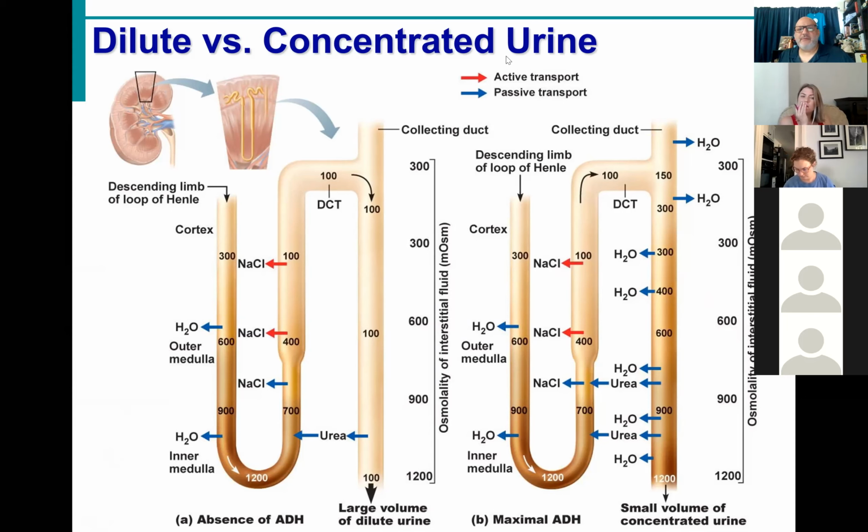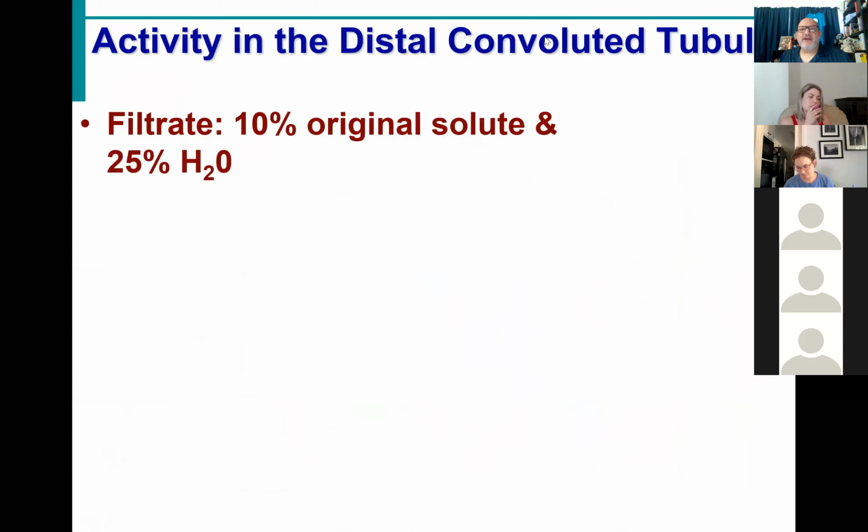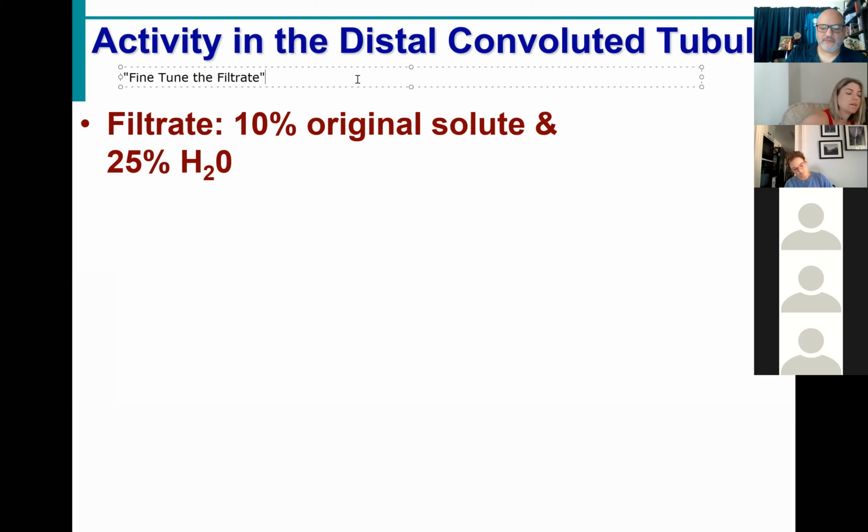All right, excellent. That brings us to the distal convoluted tubule. The distal convoluted tubule, remember, as we've talked about, is where we are going to fine-tune the filtrate. And again, is it really the filtrate? Is it really the urine that we're caring about fine-tuning? No, we want to modify the conditions of the blood based on the body's needs.